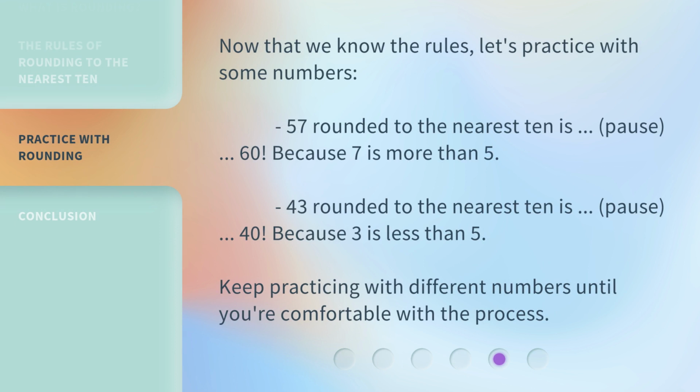Now that we know the rules, let's practice with some numbers. 57 rounded to the nearest 10 is, pause, 60. Because 7 is more than 5. 43 rounded to the nearest 10 is, pause, 40. Because 3 is less than 5. Keep practicing with different numbers until you're comfortable with the process.